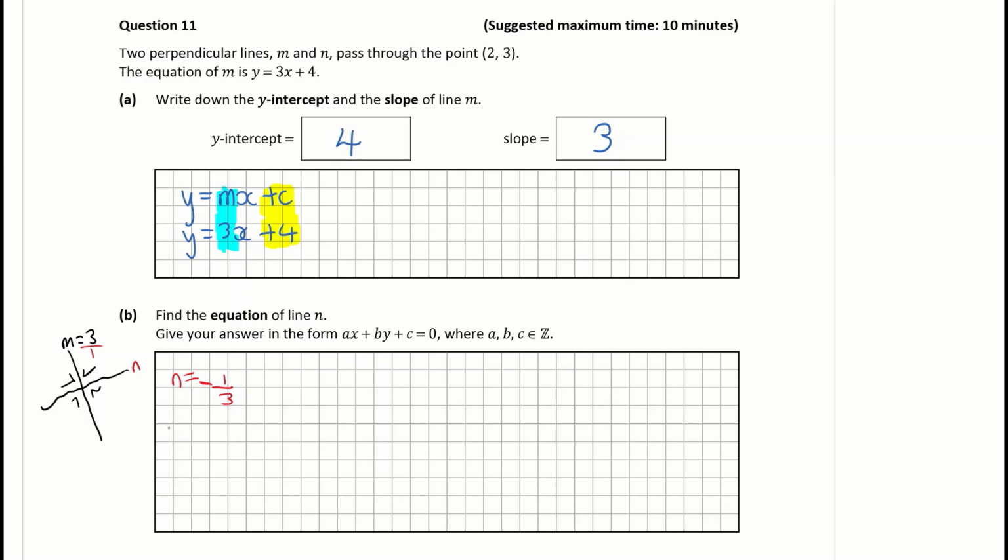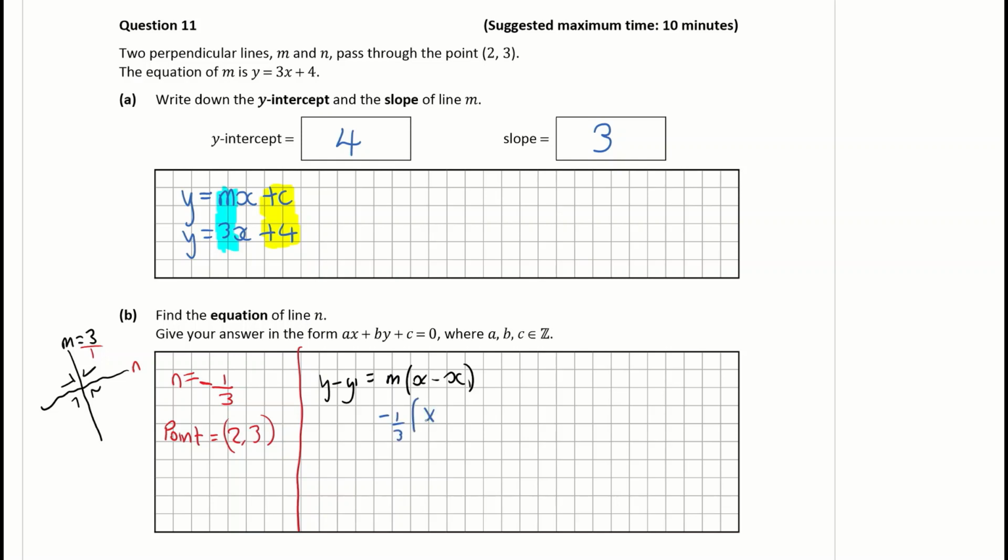The point on that line is the same point. It's 2, 3, because the question tells us that the point 2, 3 passes through the line n and m. So again, from my log tables, the equation of the line is given by y minus y1 is equal to m times x minus x1. M stands for slope, so that's my minus 1 over 3.